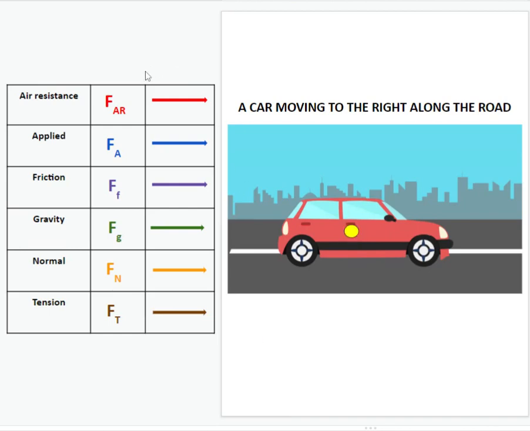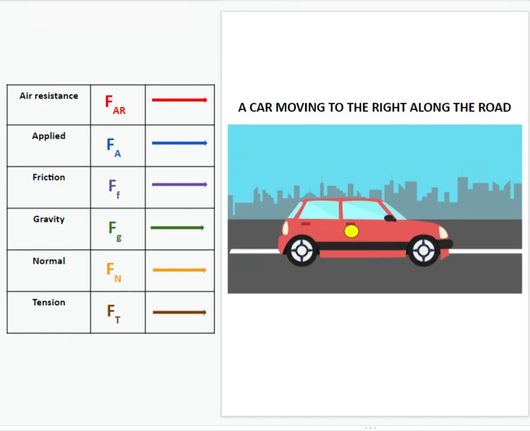On the left-hand side, I have a list of all of the possible forces I could have on my object. When I do my free body diagrams, I treat this as sort of a checklist to see what I need to include. So let's go through them one by one. Pay attention to the questions I'm asking myself as I go through them.